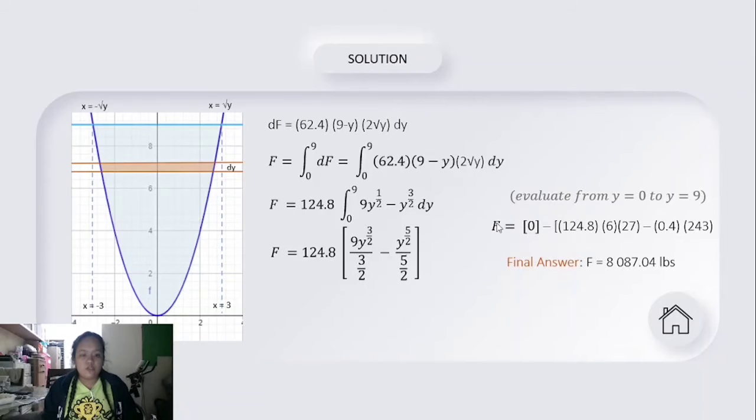If you substitute 0 in this equation, the entire expression just equals 0. But if you substitute 9, it would equal this expression, 124 plus 8 times 6 times 27 minus 0.4 times 243, and from this the sign would become positive, and then it would equal this final answer.